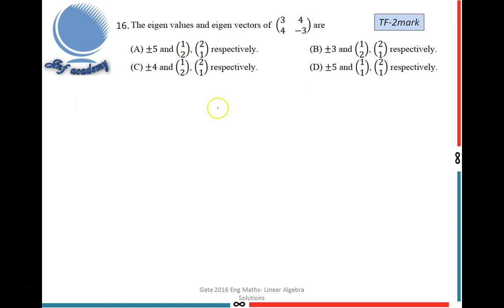Now let's move on to the 16th problem. The eigenvalues and eigenvectors of the matrix 3, 4, 4, minus 3 are.